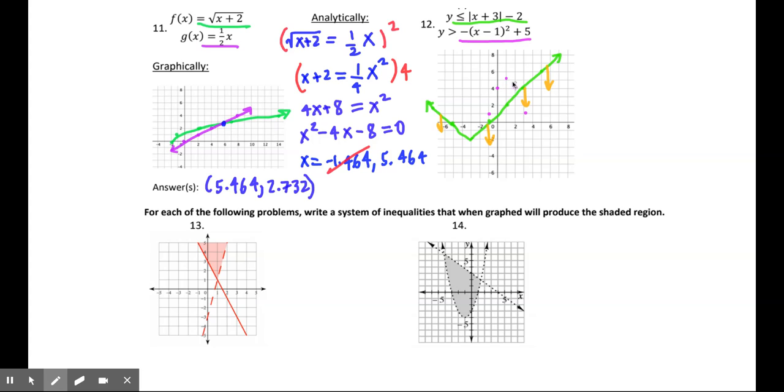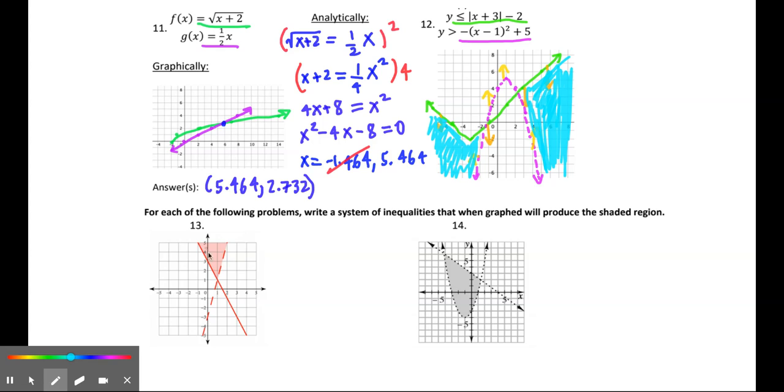And then you connect it with a dotted line, and this one says greater than, so you shade above the parabola. And you can see the overlap ends up being these sections over here. So overlaps there and here. Because you can see both of these sections are above the parabola but below the absolute value.